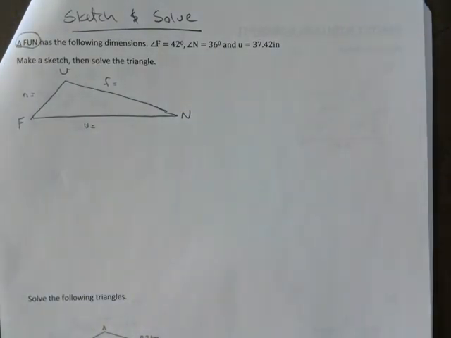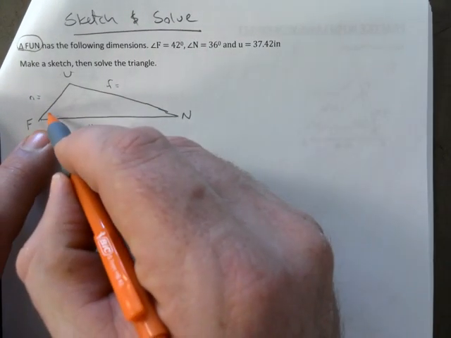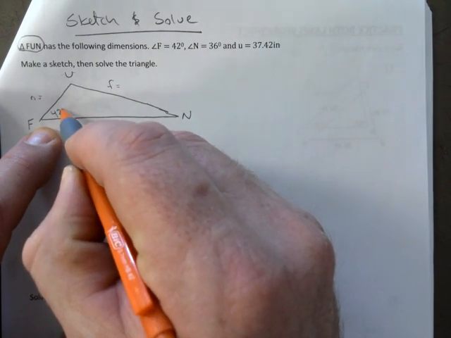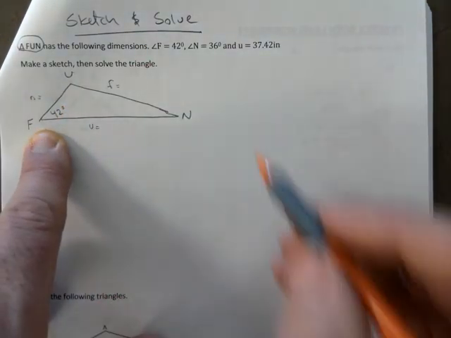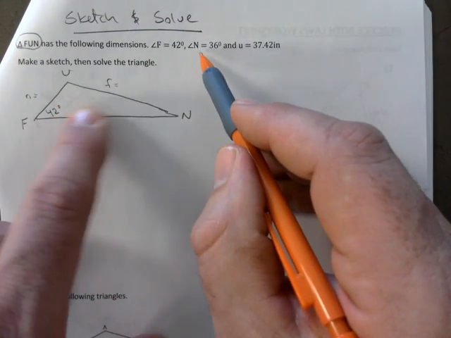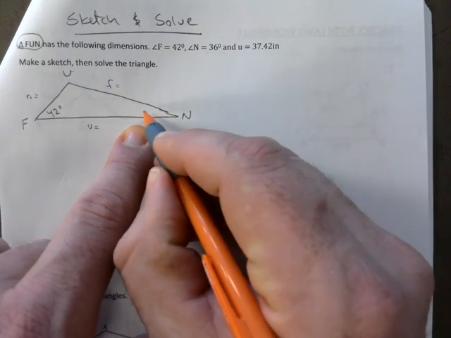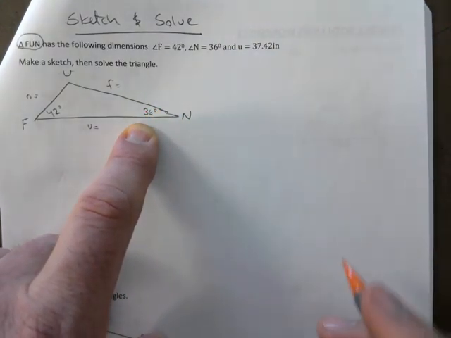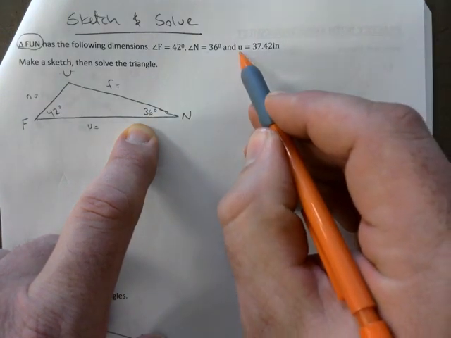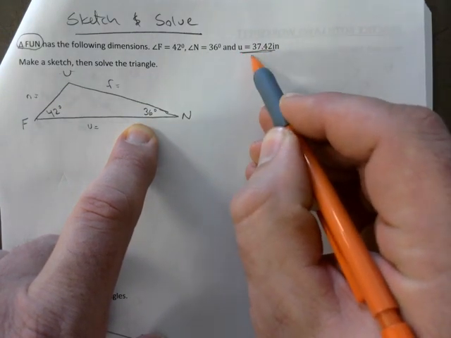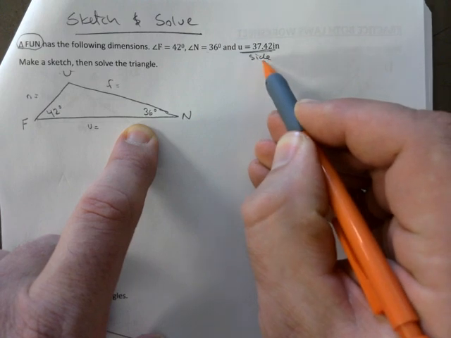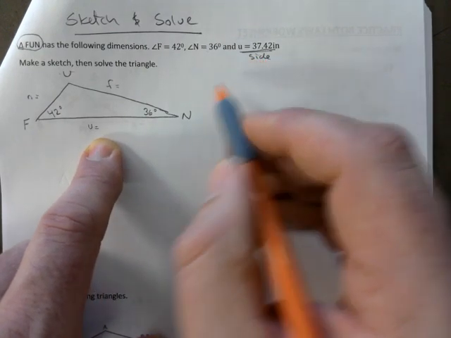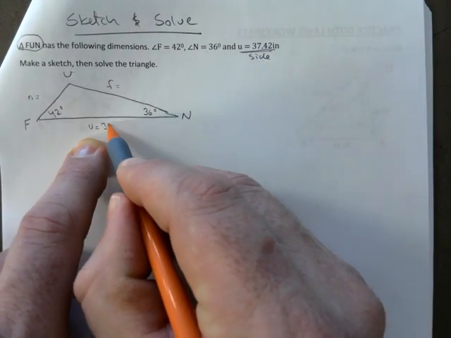And now fill in what you know, right? They gave us angle F is 42 degrees, so we put that in here. They gave us angle N, which is right here. That's 36 degrees. And what else do they give us? Side U, right? This is a side length. So that's 37.42, and that happens to be right here.